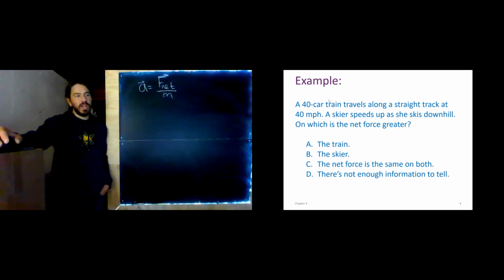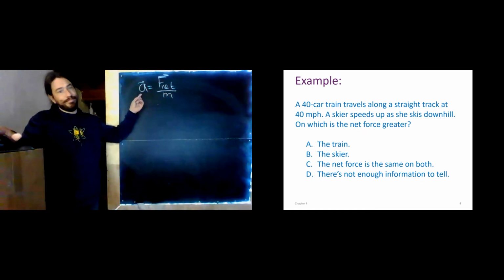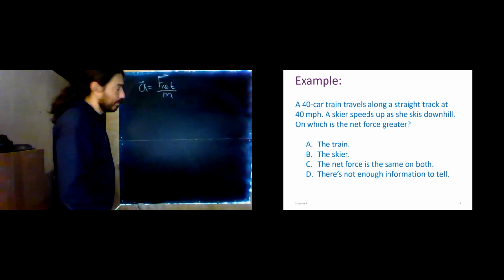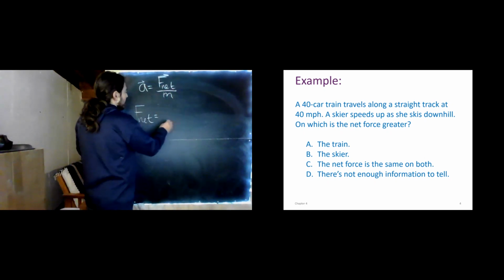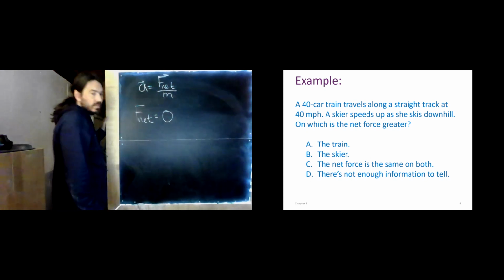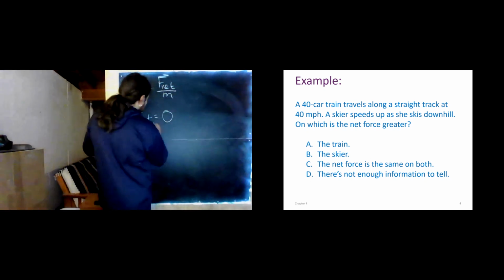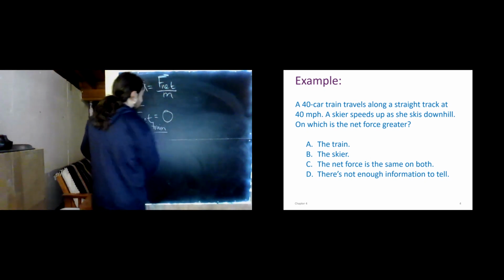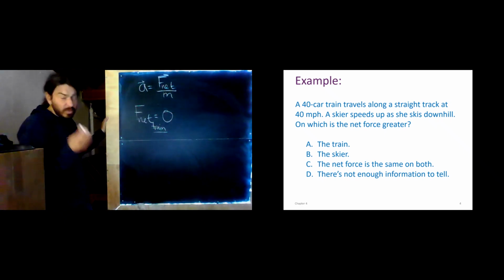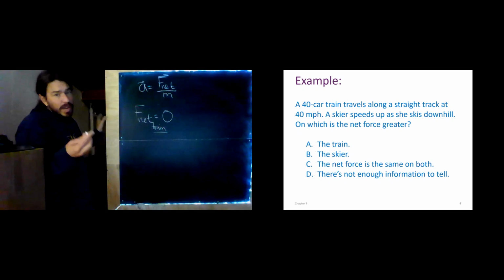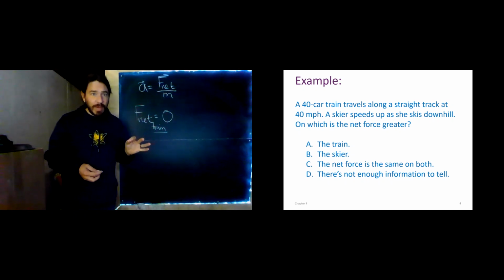Well, let's look at this. The 40-car train is on a straight track at a constant speed of 40 miles per hour. Is the train accelerating? Nope. So what is the net force on the train? 0. F net on the train is 0. Oh my gosh, but it's a train. It's huge. It's really heavy. Doesn't it require some force to keep it going? Well, it requires no net force to keep it going.